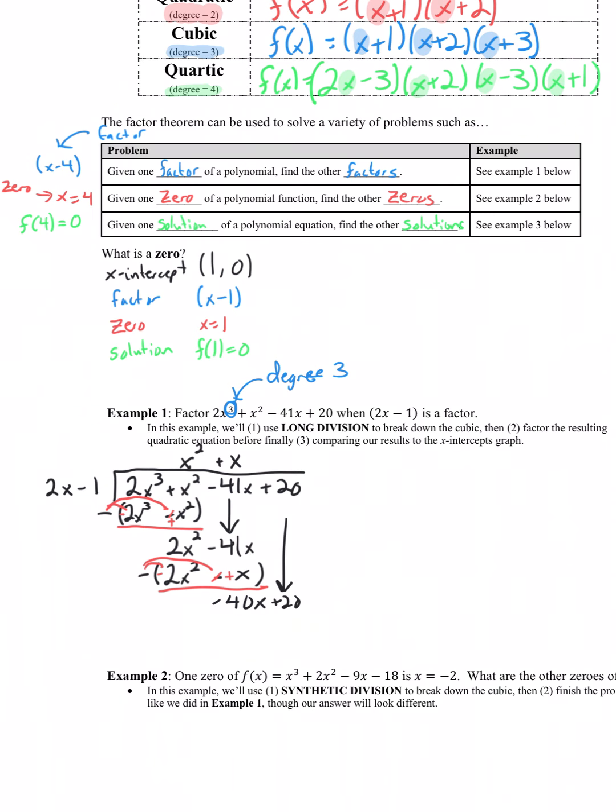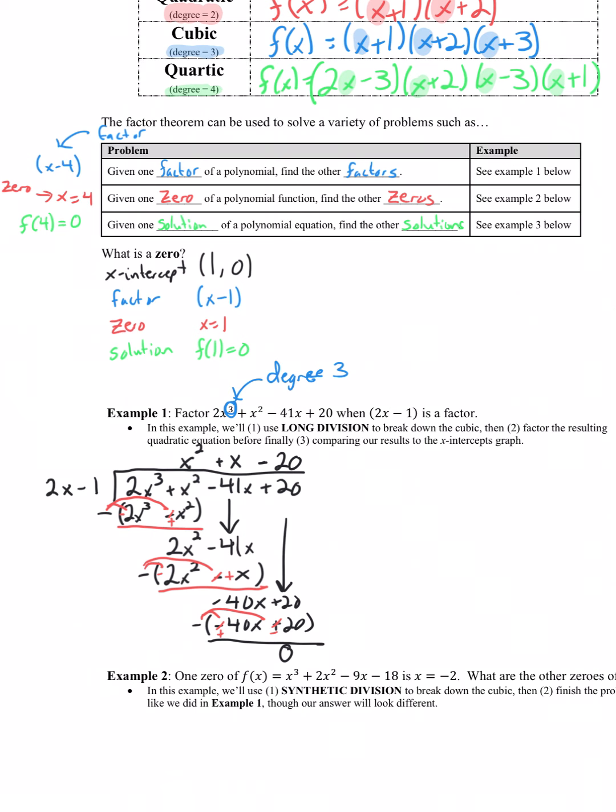2x times what equals -40x? In this case, it's going to be -20. -20 times 2x is -40x. -20 times -1 is +20. Now when I distribute the negative, I get a +40x and a -20. And that gives me 0, remainder 0, which is perfect.